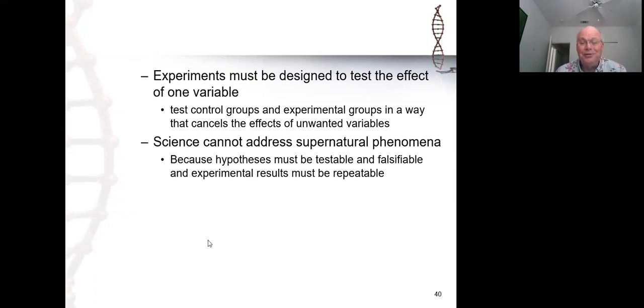This is, again, one of the reasons why science takes so long. Sometimes we realize the experiments that we're doing are not really testing what we thought we were testing. And we need to redesign the experiments in order to be able to test what we want to test.